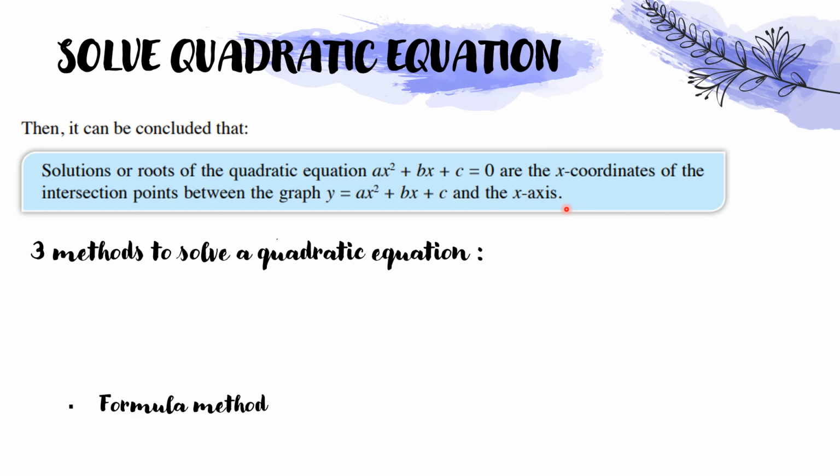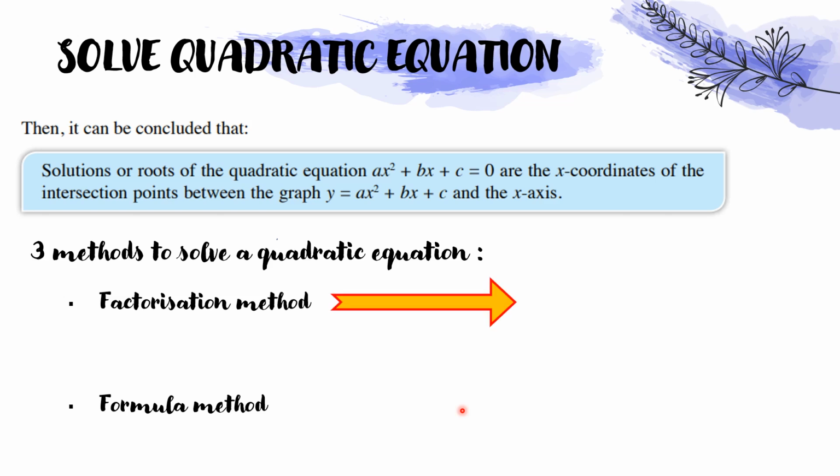There are three methods to solve a quadratic equation. The formula method is already written here. The first one is actually the factorization method. You have learned this during lower form. You can use a calculator to do the factorization method, but you need to remember that you have to write the brackets. That indicates how you do the factorization method.